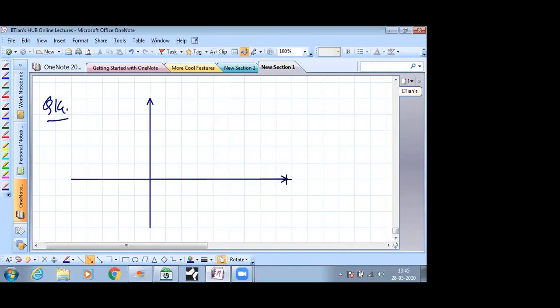So let's assume that we have drawn our XY system such that x-axis is pointing towards east, y-axis is pointing towards north, west and south. So in this diagram, our vector P will be where? It will be pointing towards east and 10 meters.